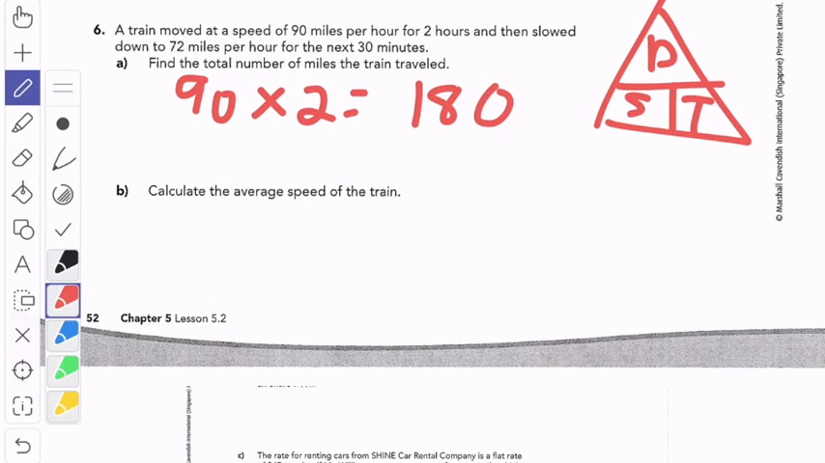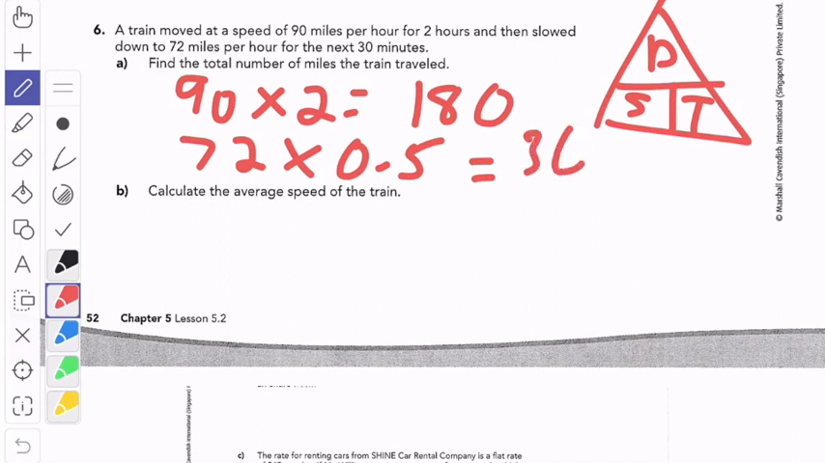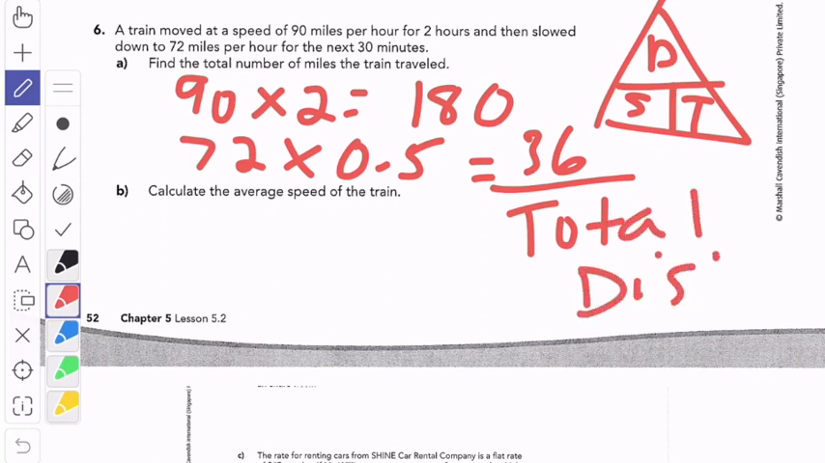Then it slowed down to 72 miles per hour times 30 minutes. 30 minutes is half an hour. So you could write it as a decimal or a fraction, and that will be 36 miles. You add those up, and that will give you your total distance. And that's the total distance for A.